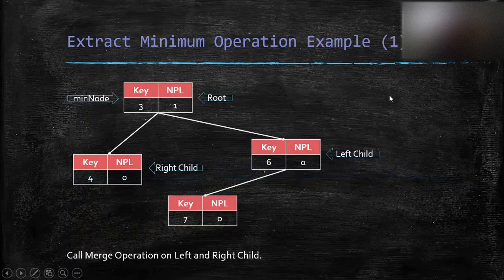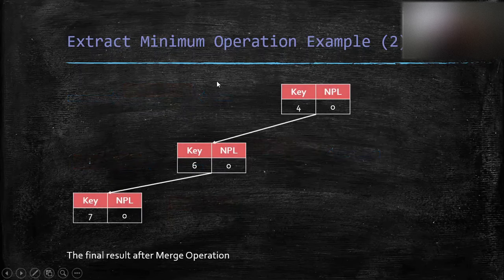The extract minimum is an example of this. Here the 3 is the minimum in the heap, so we take its left child and right child as I mentioned, and we apply the merge operation on both of them. And now the final result after the merge operation on the left and right child will be like this one.